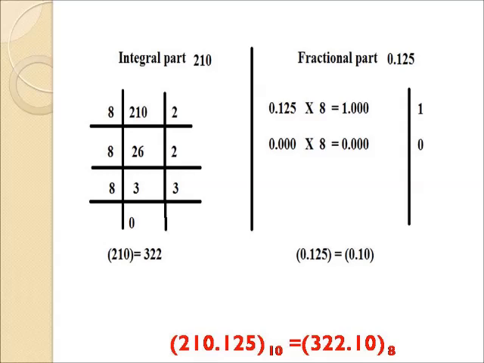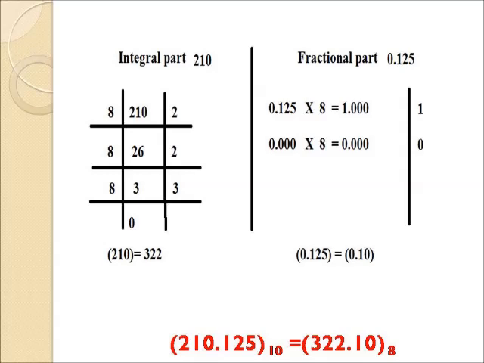When we multiply 26 into 8, it is 208, and the remainder is 2. Again we are dividing 26 by 8, so it is 3 times. 3 into 8 is 24, remainder again 2. We cannot divide 3 by 8, so we are writing 3 as it is. Again rearranging the remainders from bottom to top, 210 of the decimal is equal to 322 of the octal system, right?